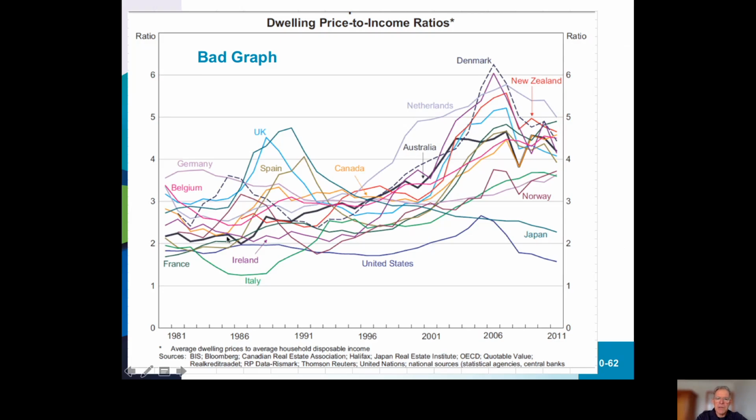Bad graph. Pretty clear that it's a mess. And where did it come from? Anyway, yeah, the Canadian Real Estate Association. Wow, how do you read that? It's just spaghetti. Hey, the graphs are labeled, but I don't like it.